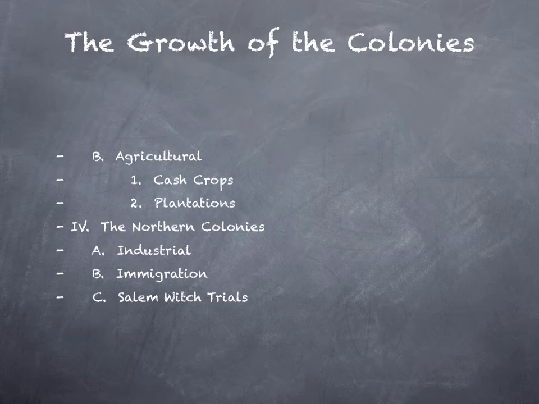The northern colonies, on the other hand, develop very differently. The northern colonies develop an industrial capacity. They manufacture things. They, in fact, are actually more like what England was. And because of this industry that was developed up in the north, you get immigration coming to the northern colonies from all over Europe, people in search of jobs.